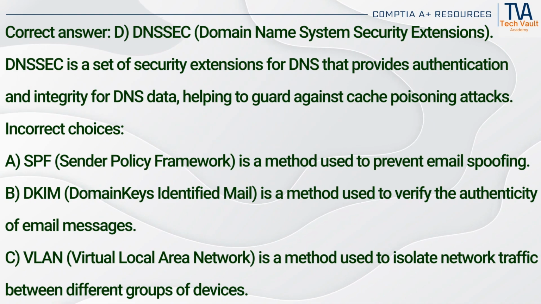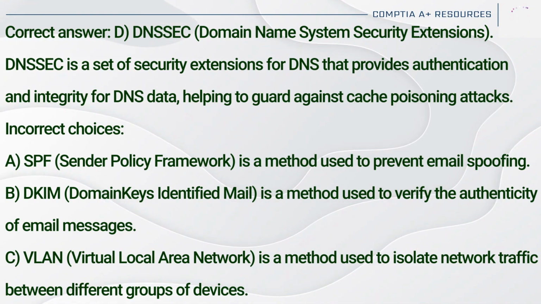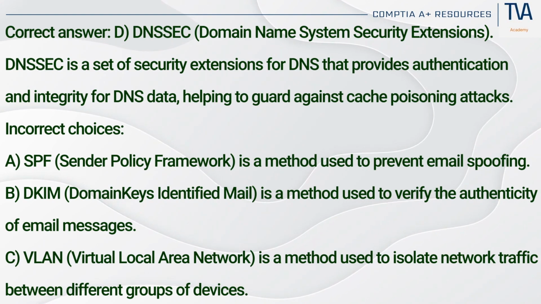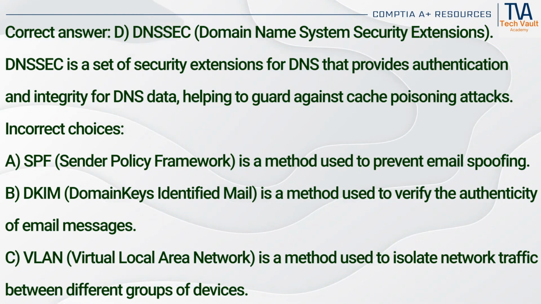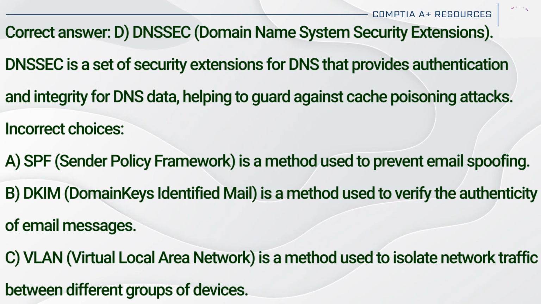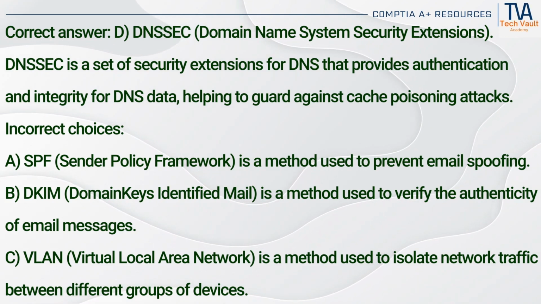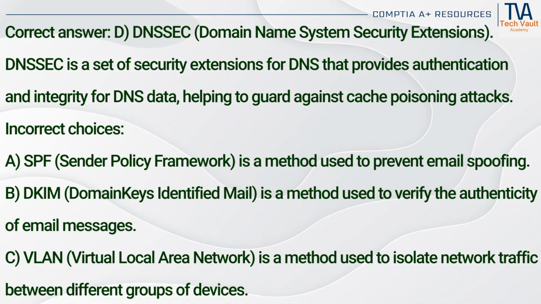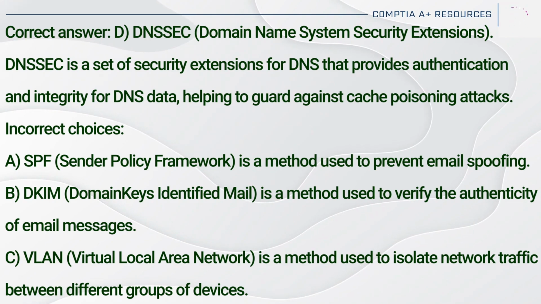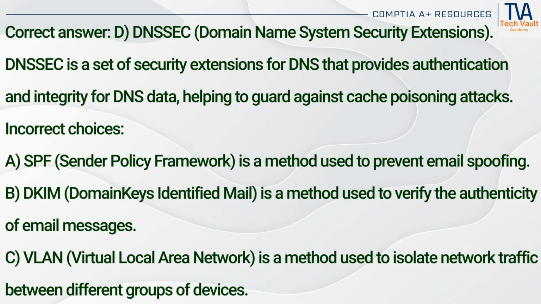Correct answer, D, DNSSEC, Domain Name System Security Extensions. DNSSEC is a set of security extensions for DNS that provides authentication and integrity for DNS data, helping to guard against cache poisoning attacks. Incorrect choices. A, SPF, Sender Policy Framework, is a method used to prevent email spoofing. B, DKIM, DomainKeys Identified Mail, is a method used to verify the authenticity of email messages. C, VLAN, Virtual Local Area Network, is a method used to isolate network traffic between different groups of devices.